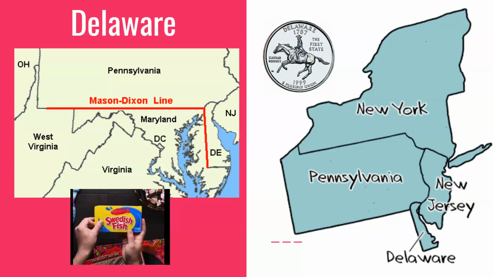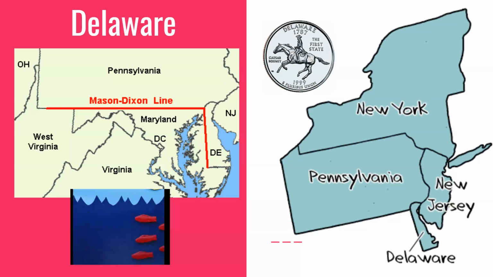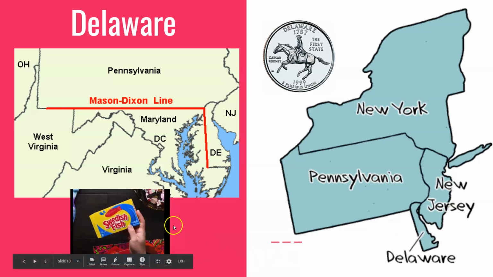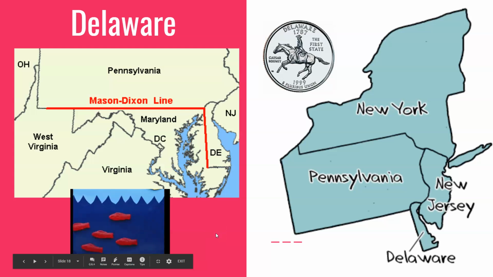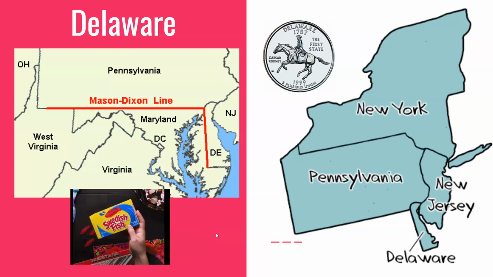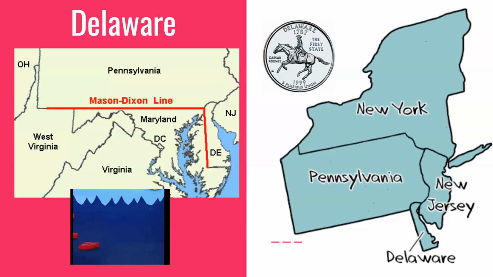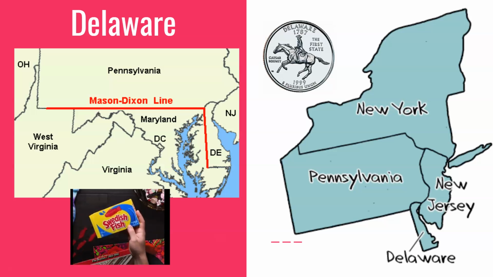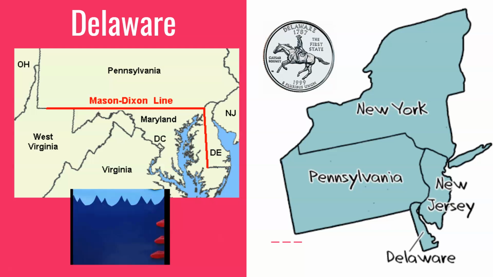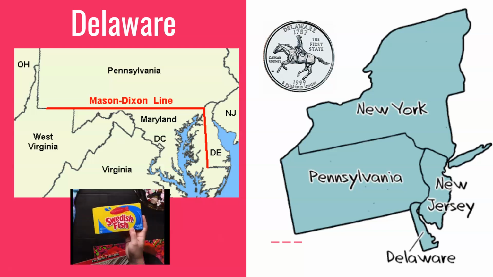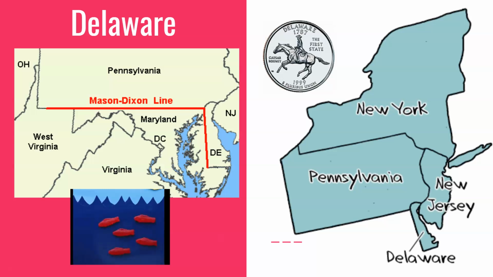What made Delaware unique is the Swedes. So here are some Swedish fish, right? The Swedes had really been in Delaware. They called it New Sweden. And so it's unique from Pennsylvania because it's not a bunch of Quakers, but a bunch of Swedes.